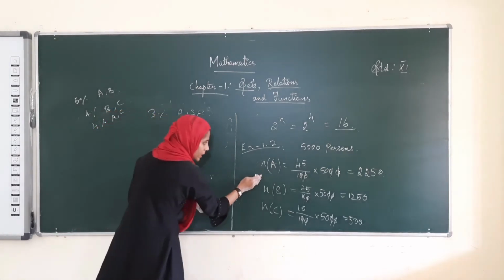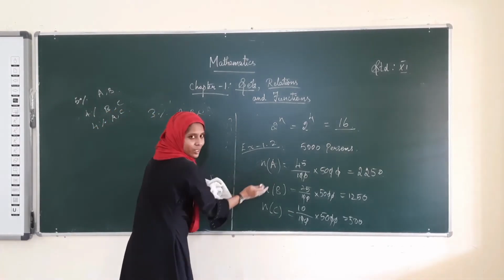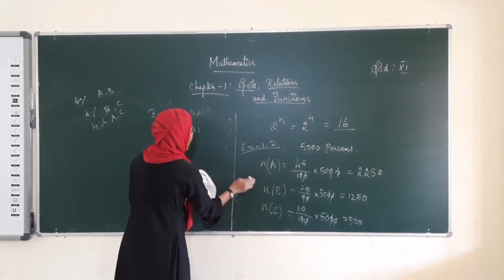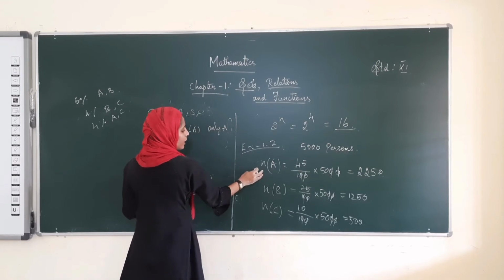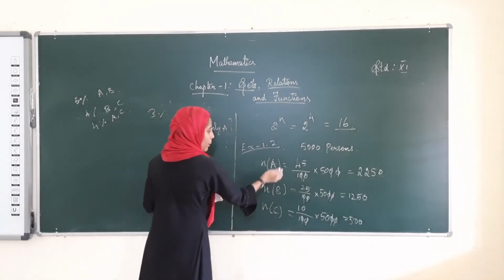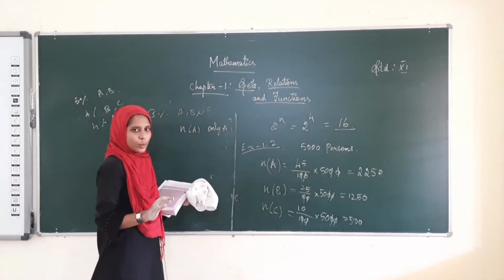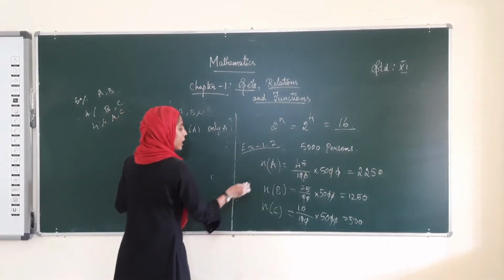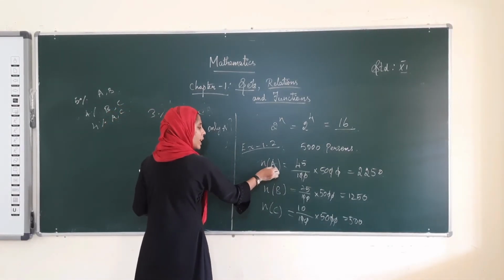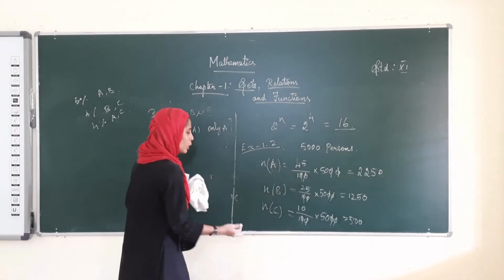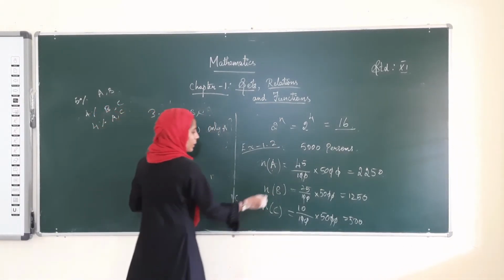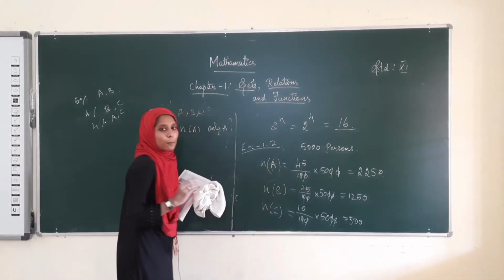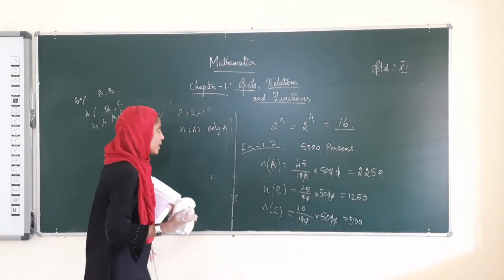This is the number of persons. We should not say we have found A. They have asked only A. See here, the number of persons who know language A may include persons who may also know language B. Right? Therefore, from this we have to find the number of persons who only know language A alone.